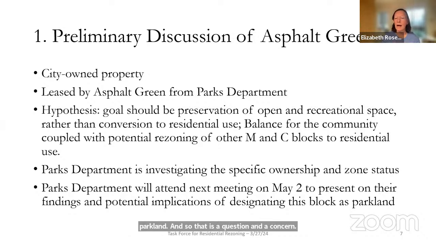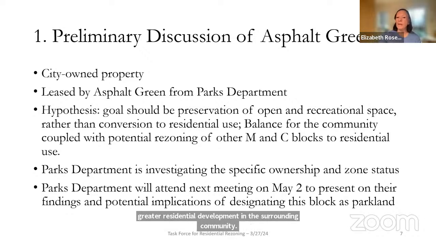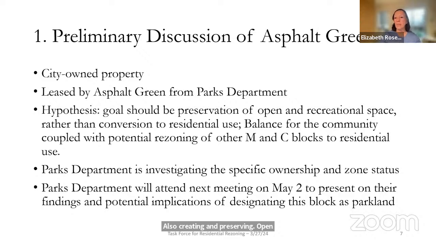And at least our hypothesis that we would like to discuss this evening, and have this task force engage in a dialogue about, is that for this property, we think the goal might be better served to preserve open and recreational space rather than convert this to residential use. And that this is kind of a balance: if we are creating greater residential development in the surrounding community, also creating and preserving open recreational space would be a good complement for our community.